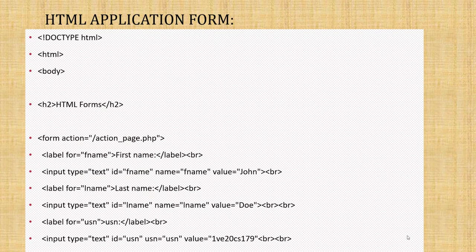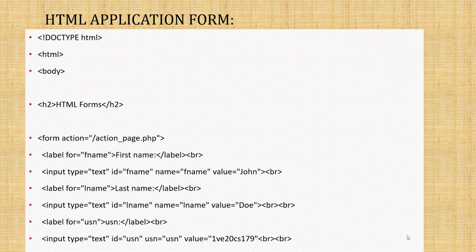So I'm creating an application form which includes six fields like USN, first name, last name, grade, address, and section, and I'm including a submit button. Okay, I'm creating an HTML exam application form. So here is a code snippet for this HTML application form. This is the doctype. We have to start with the doctype html, html, body, html forms.